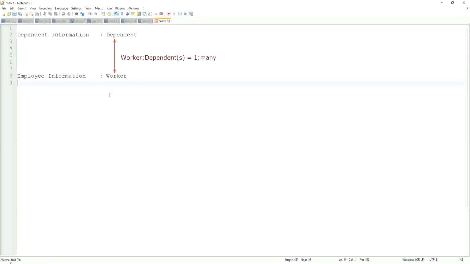Also sometimes what happens? You have to do some calculation for your integrations, for your EIBs, for your code connectors, where you have to get the information from the related business object and put it in the main or primary business object. Here, what we are trying to do is find out the age of the eldest dependent of a worker.